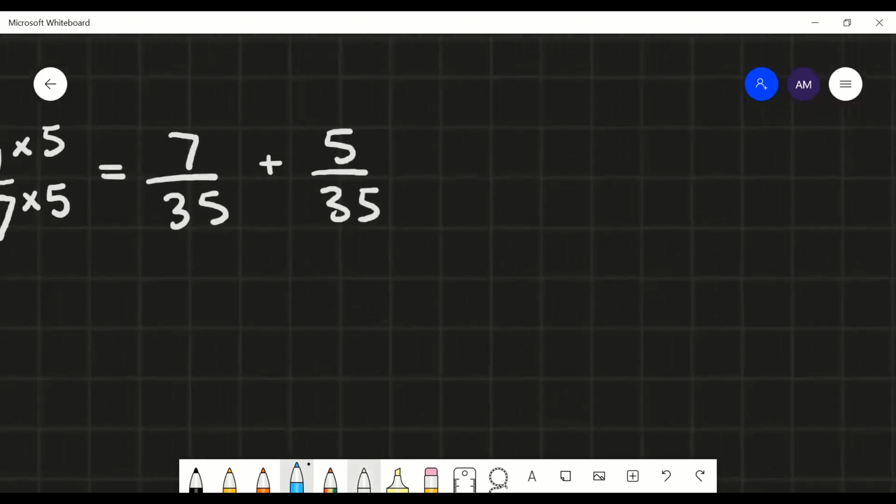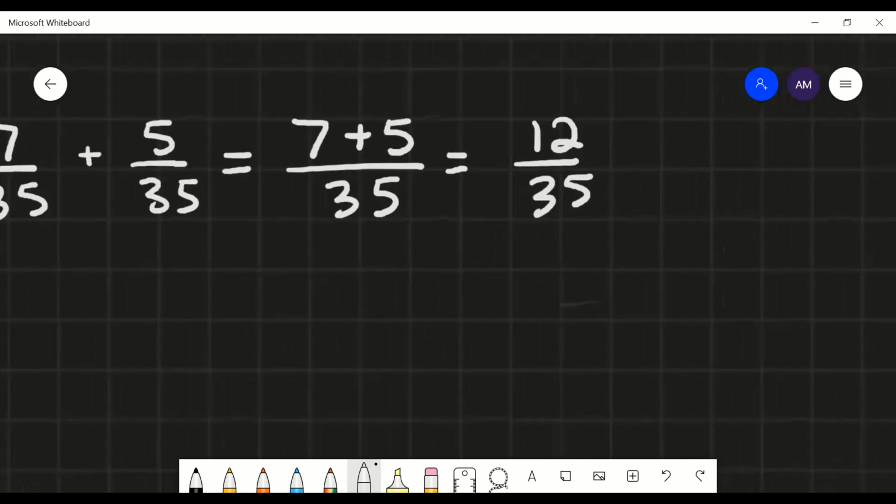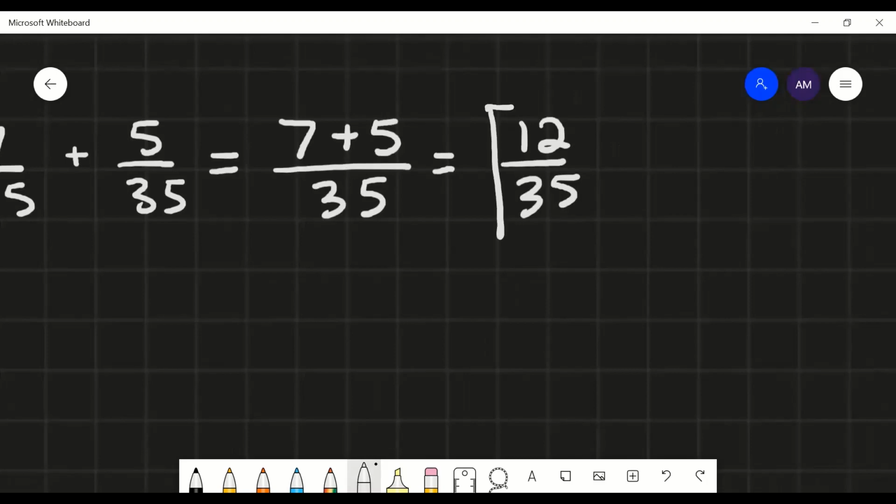As long as there's a 5 involved and a 7 involved, they both will make 35. All we have left to do now is just add the two numerators. So 7 plus 5, and copy the denominator. 7 plus 5 is 12. So our final answer here is 12 over 35.